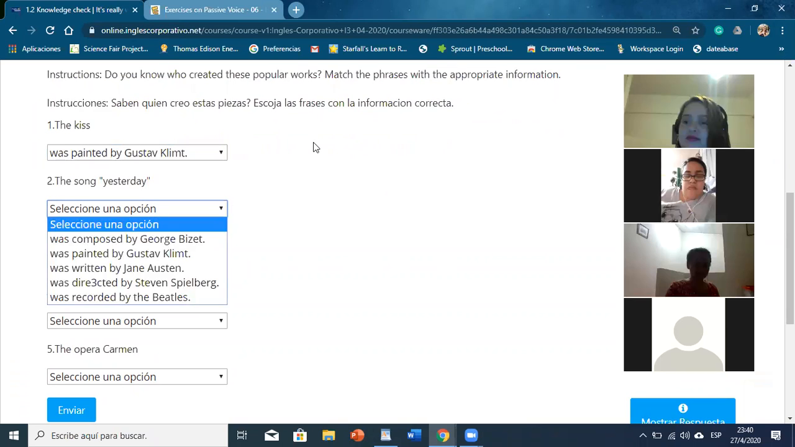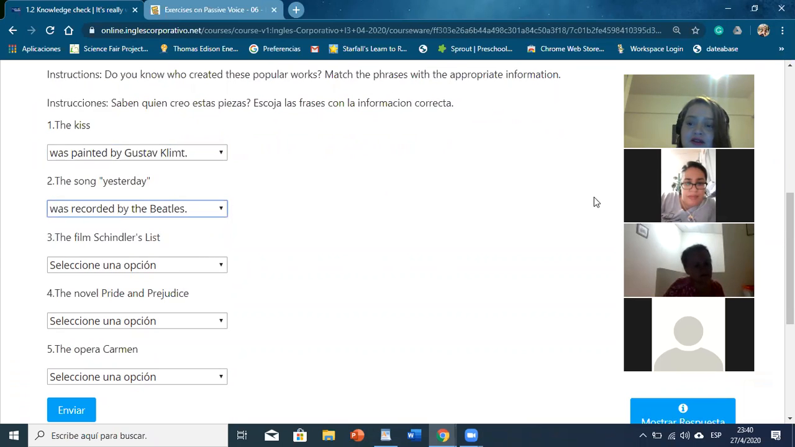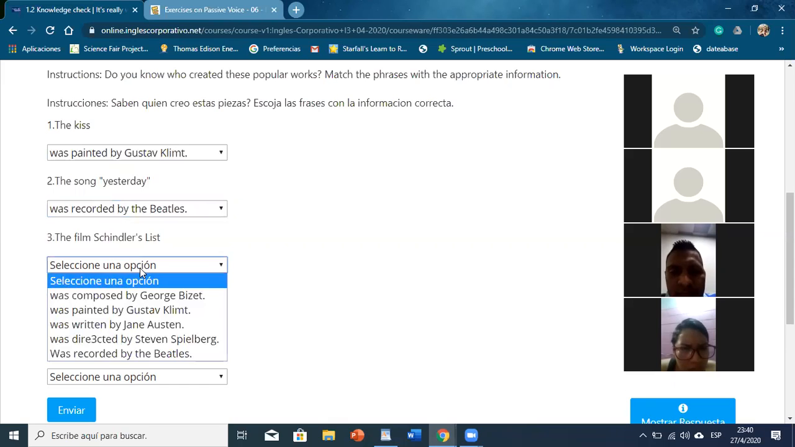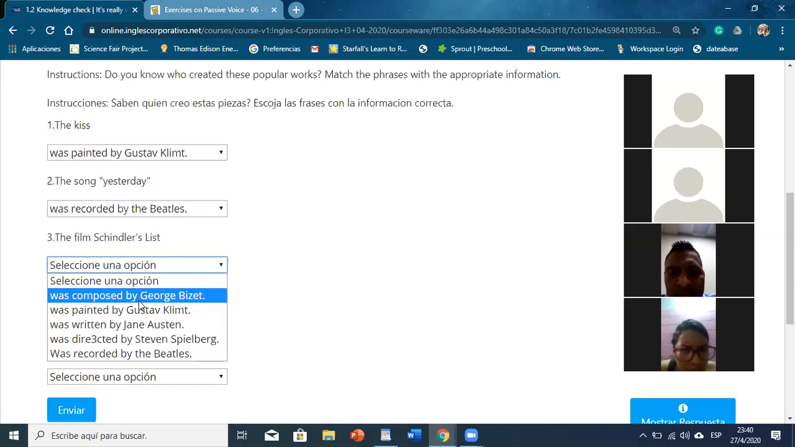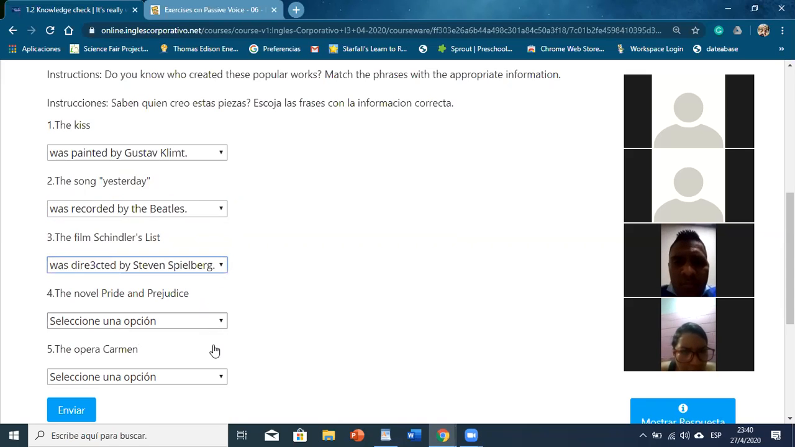Was recorded by the Beatles. Yesterday, love was such a movie game to play. Three, the film, so I don't know what that is. What do you think? Schindler's List was directed by... Okay, it has to be a famous movie if it's by Steven Spielberg.